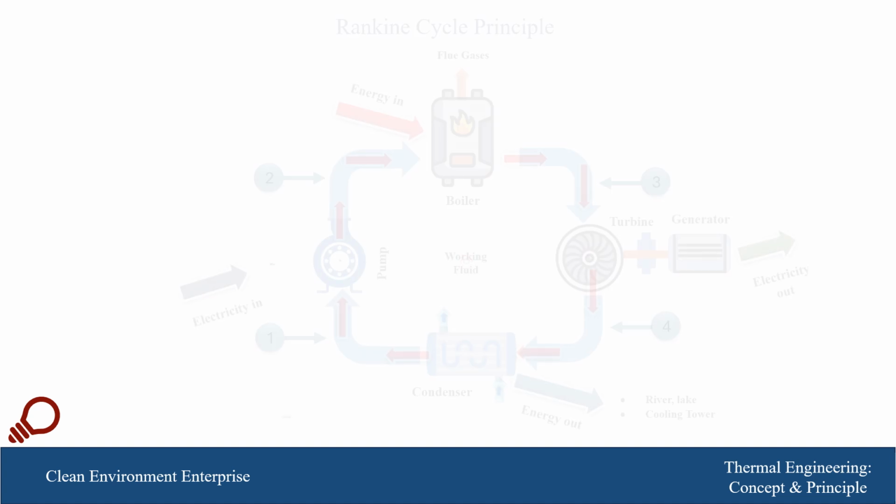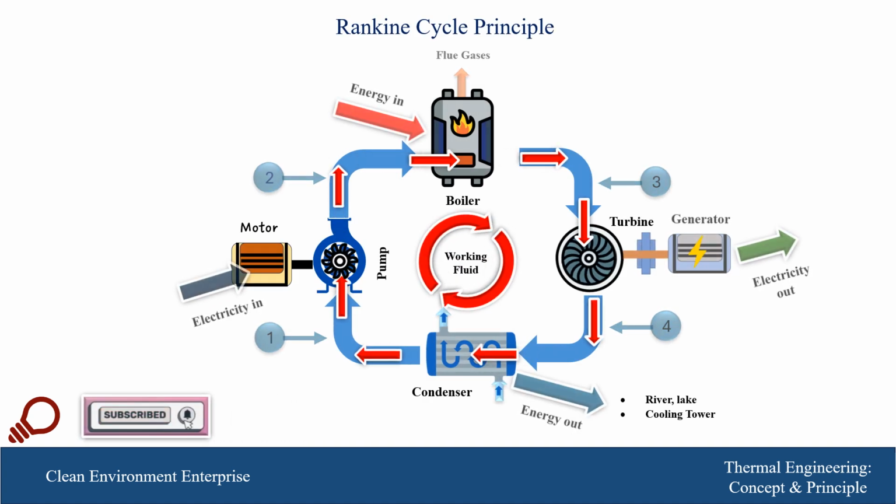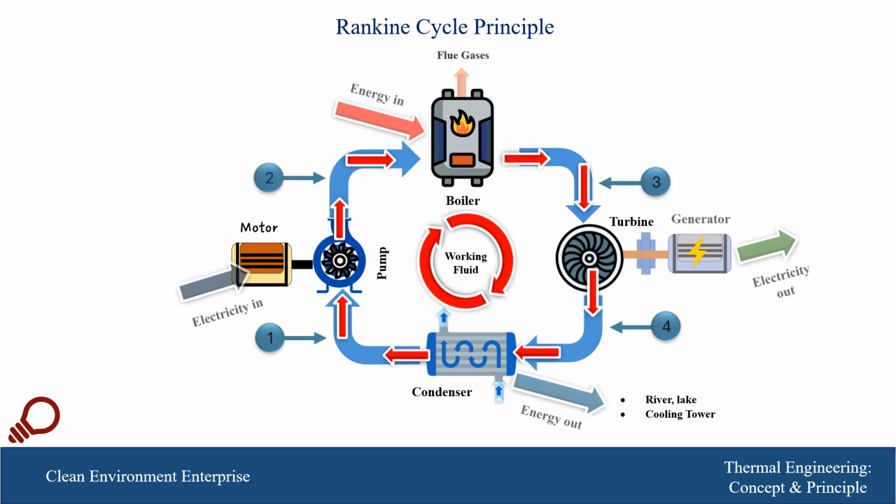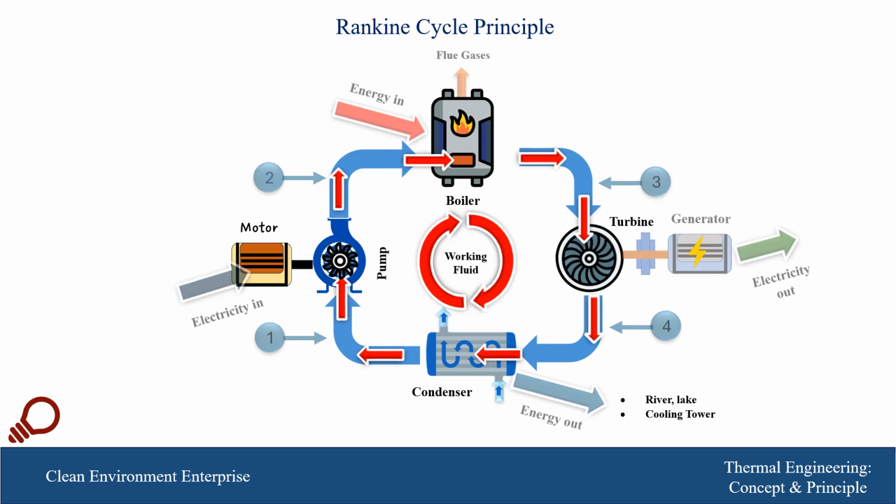Now let us discuss Rankine cycle. Rankine cycle, the thermal cycle, composes of four different thermal processes, and there are four components. We have boiler, turbine or expander, condenser, and pumping system. The objective of this cycle is to convert energy from external source to electricity.